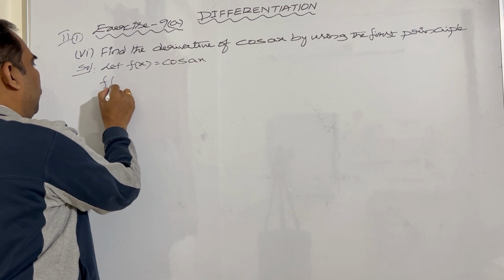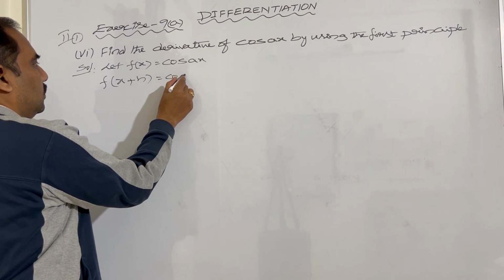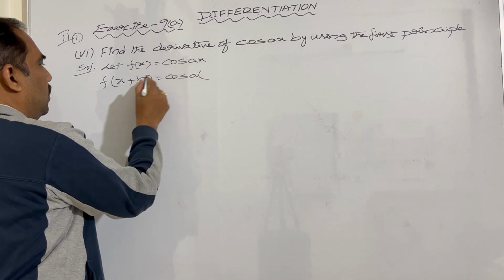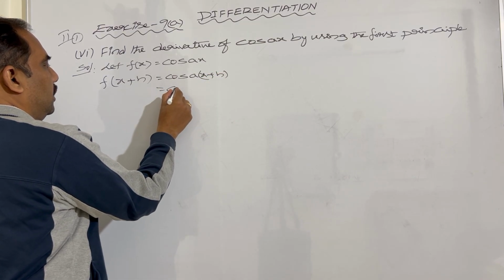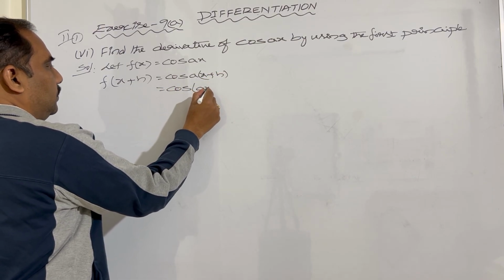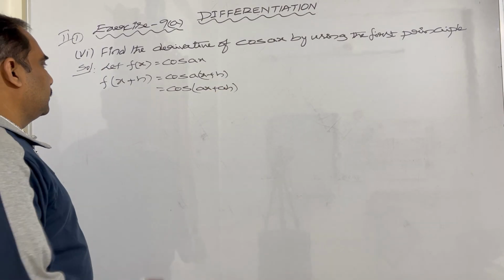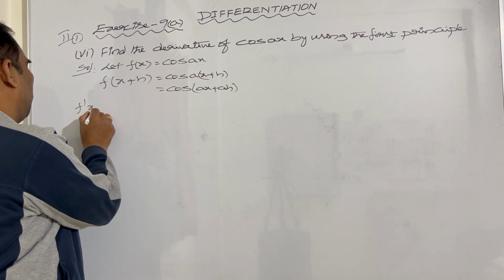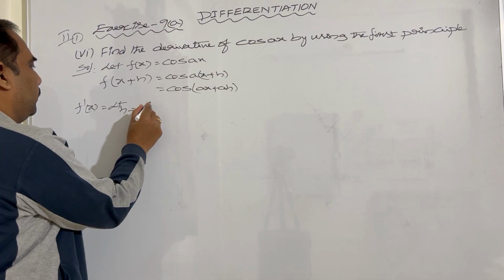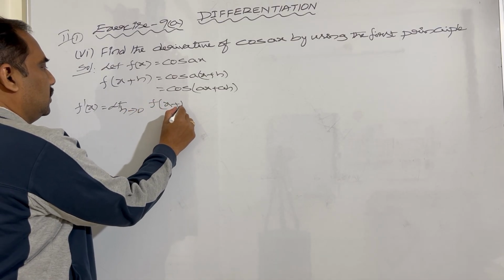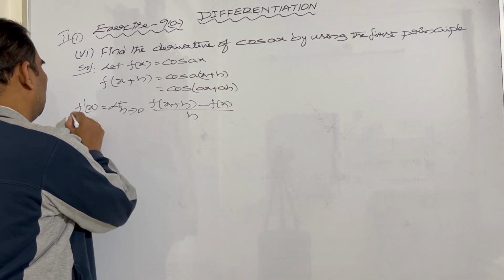So f of x plus h is equal to cos of a into x replaced by x plus h. So we get cos of ax plus ah. Now f dash x is equal to, we have the formula, limit h tends to 0, f of x plus h minus f of x whole divided by h.